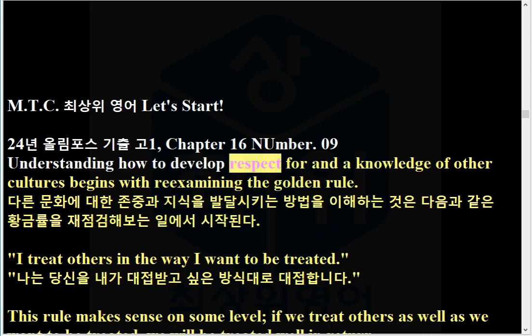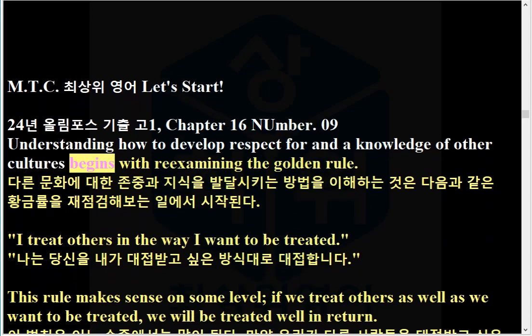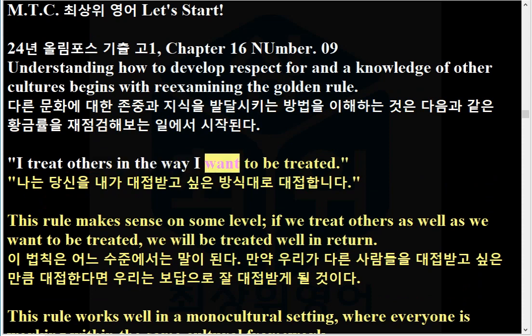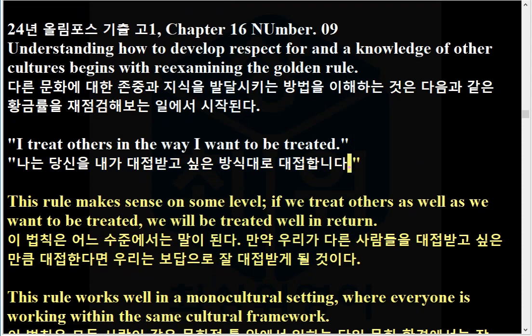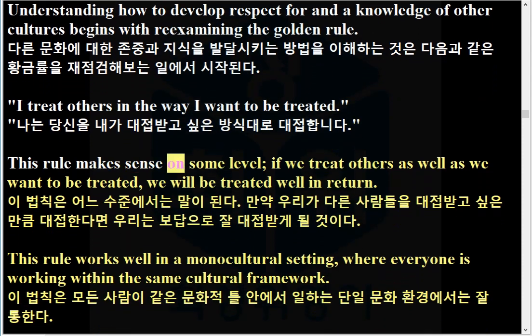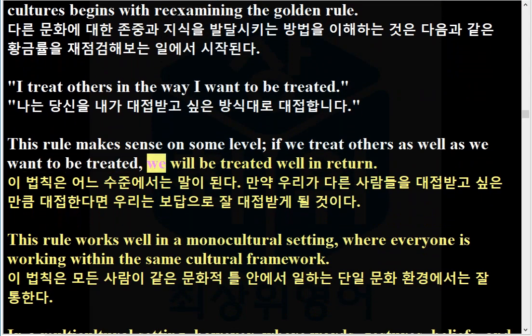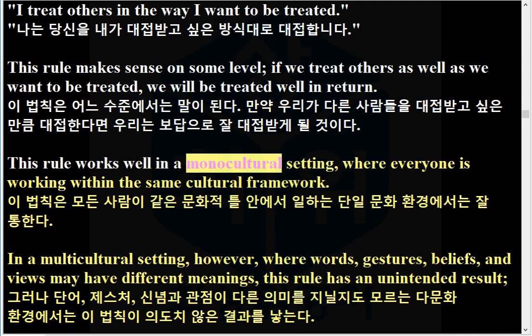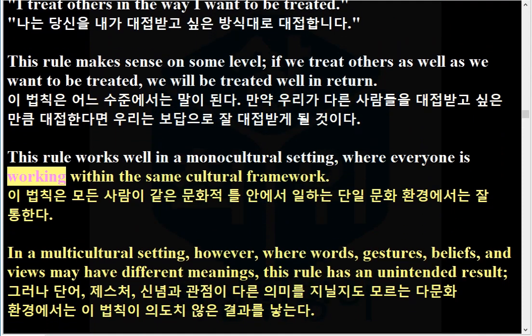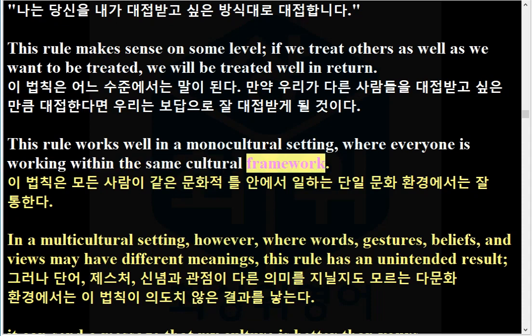Understanding how to develop respect for and a knowledge of other cultures begins with re-examining the Golden Rule. I treat others in the way I want to be treated. This rule makes sense on some level. If we treat others as well as we want to be treated, we will be treated well in return. This rule works well in a monocultural setting, where everyone is working within the same cultural framework.